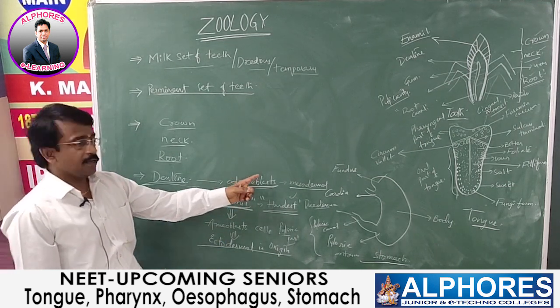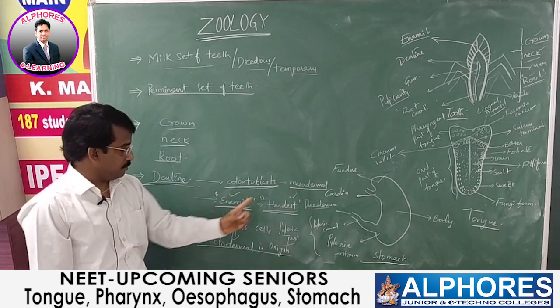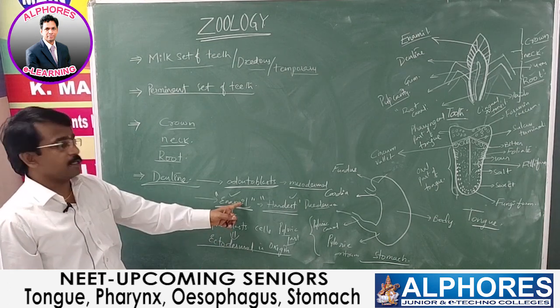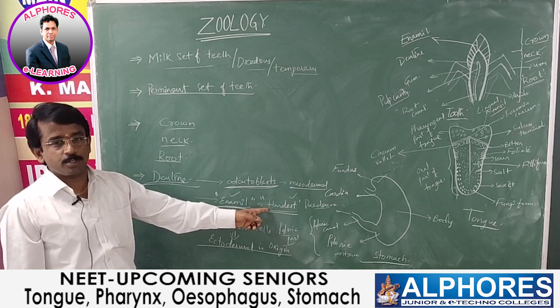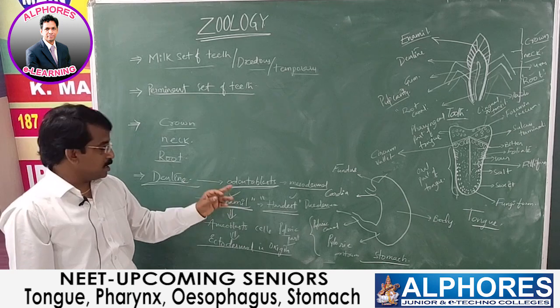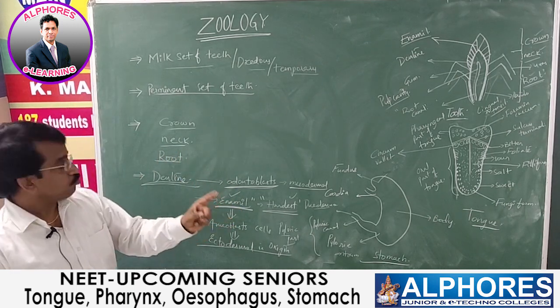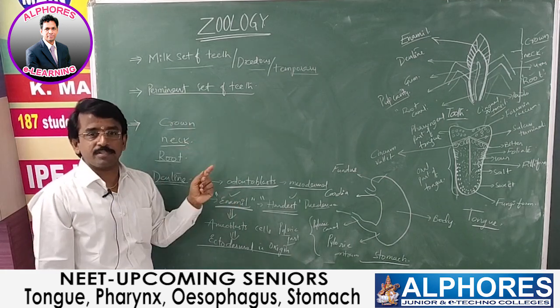Odontoblast cells secrete the dentine. These are mesodermal in origin. Ameloblast cells, which are ectodermal in origin, secrete the enamel. The hardest substance in the entire body is the enamel. Next, the membrane. Enamel is a membrane, and it is also the hardest substance.